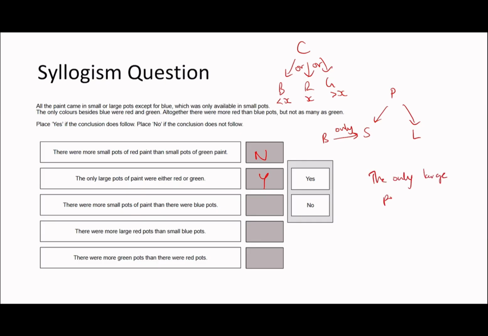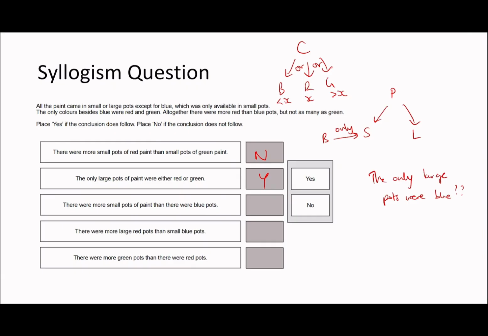The only large pots were blue. Is this true? And by the way, there's not one hypothetical. There's a million you could have used. So you could have said that there's also large blue pots. It doesn't just have to be that the only large pots were blue. But the point here is you can't say that.